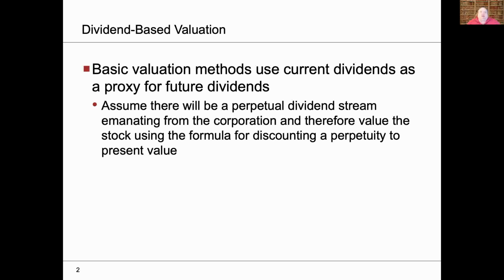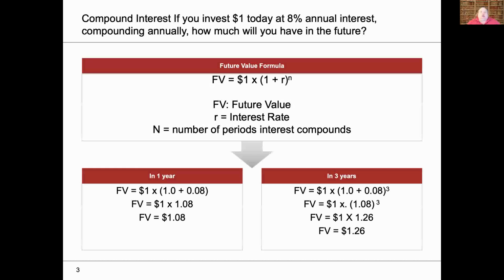Well, let's start by talking about the opposite of discounting, which is compounding. Compound interest is familiar to all of us, I'm sure, but the basic idea is if you invest $1 today at an 8% annual interest rate, and that interest compounds annually, how much will you have in the future? What will it be worth in a year? What will it be worth in 3 years?